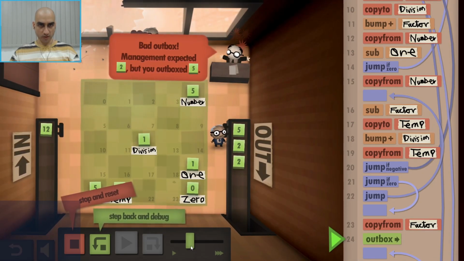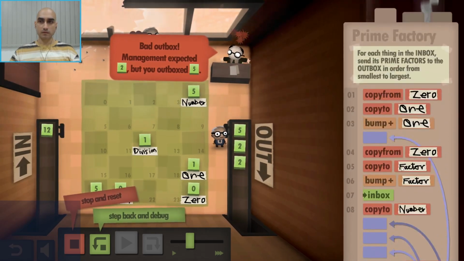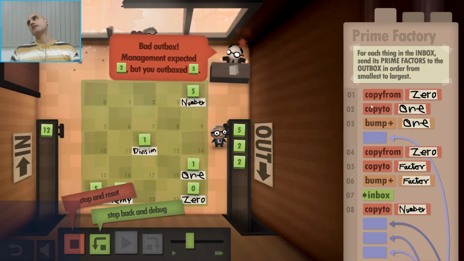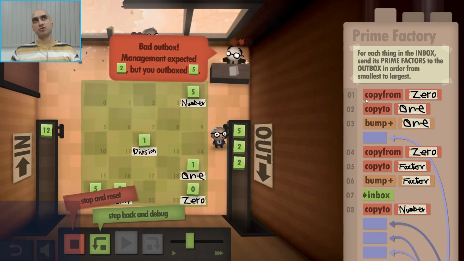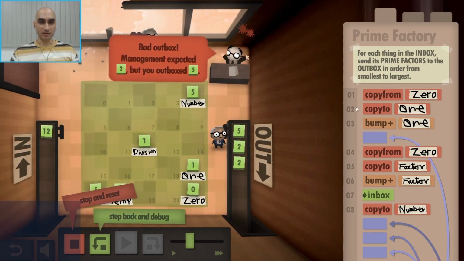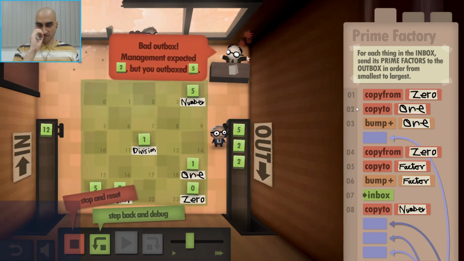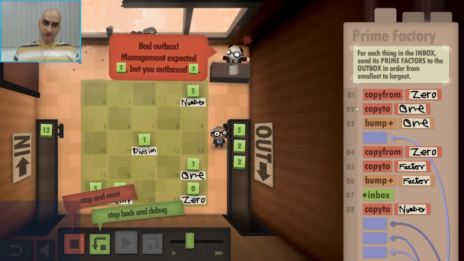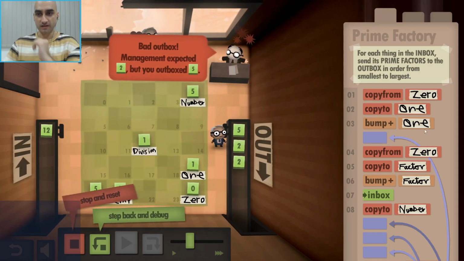Management expected 2, but you outboxed 5. Oh! They don't want the unique prime factors. So if... That's ambiguous, but okay. So 4, the prime factors are 2 and 2. But I would normally say the prime factors are 2. I wouldn't say 2 and 2, because those are the same prime factor. But he wants us to list it each time it's found. Okay, fine. I can do that easily.